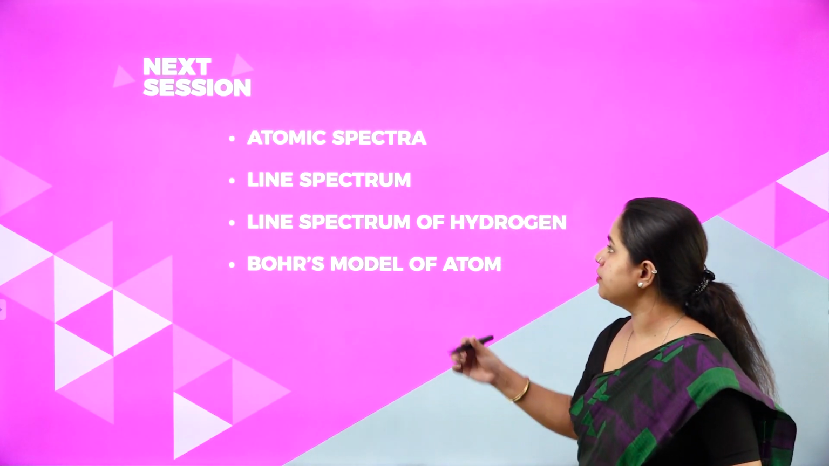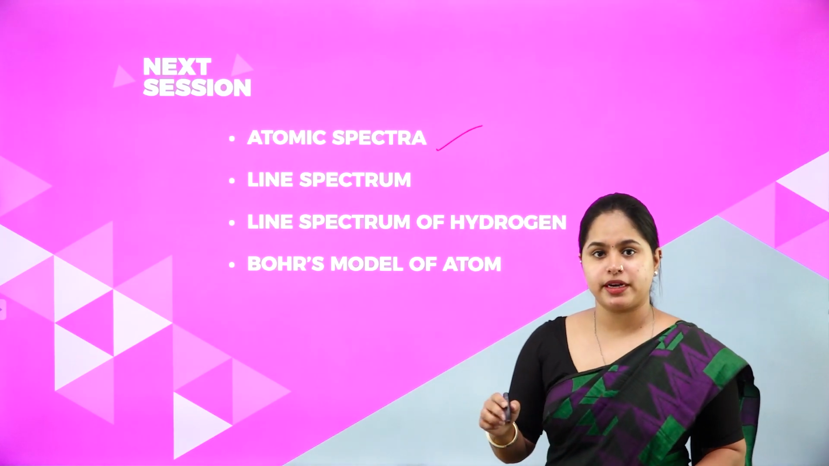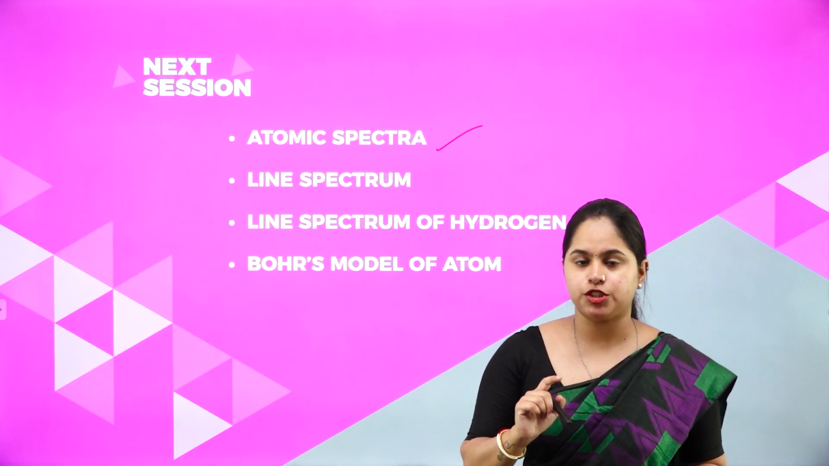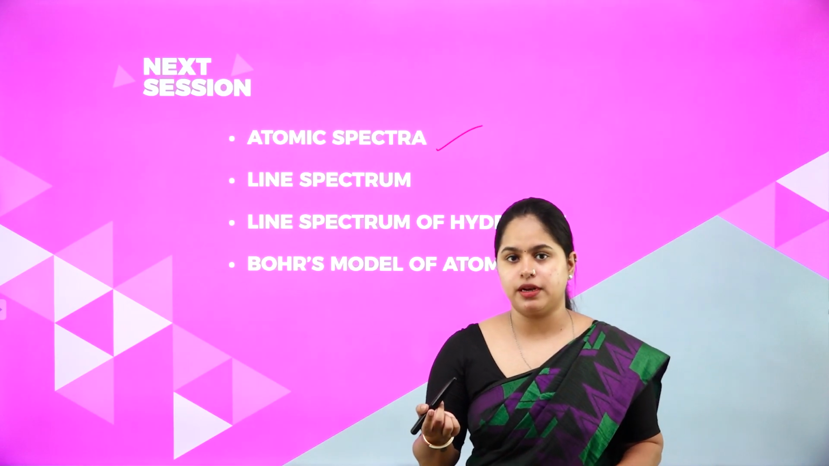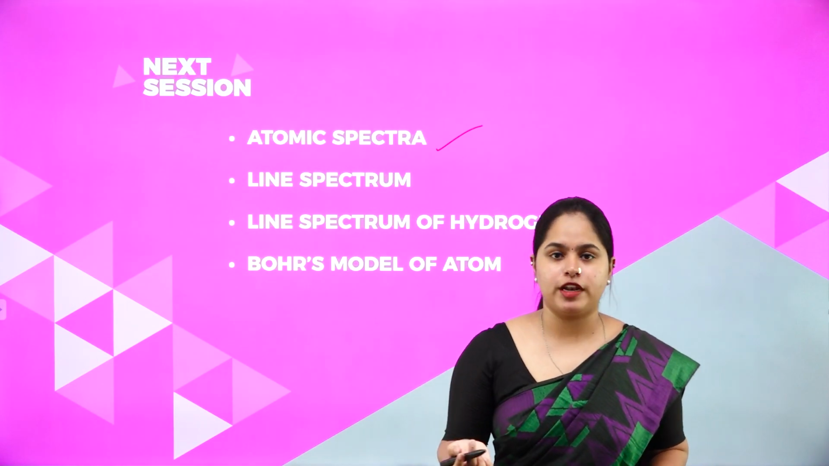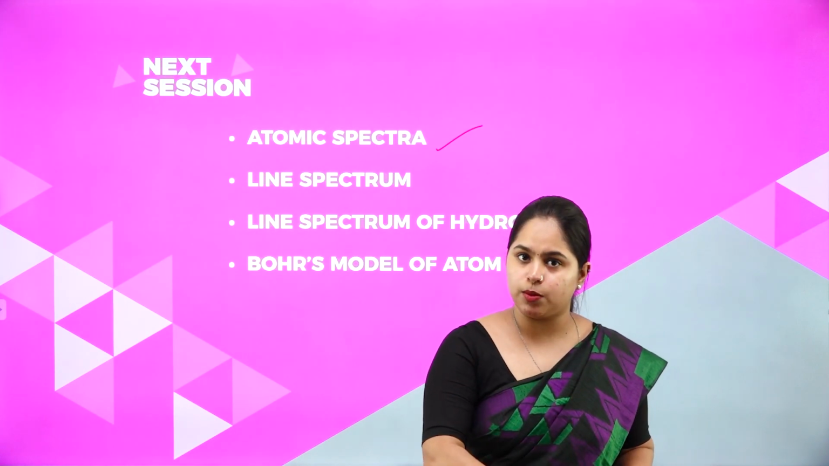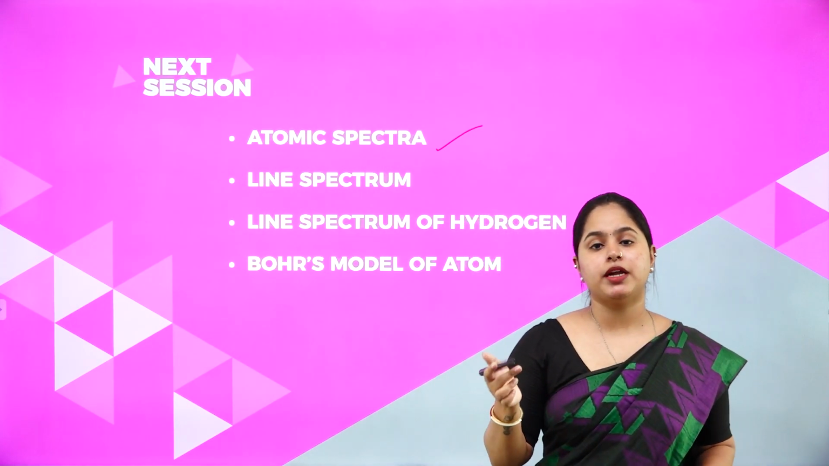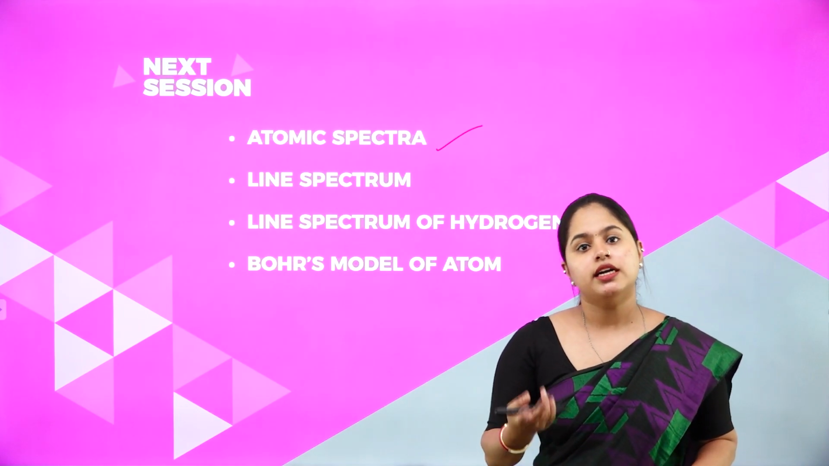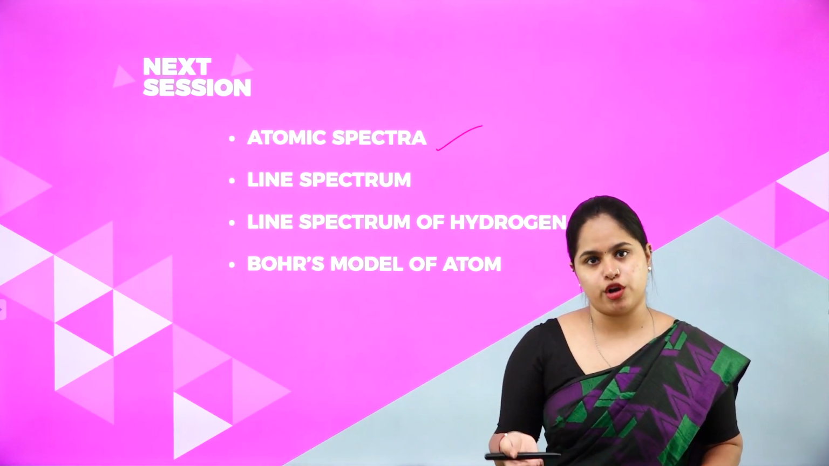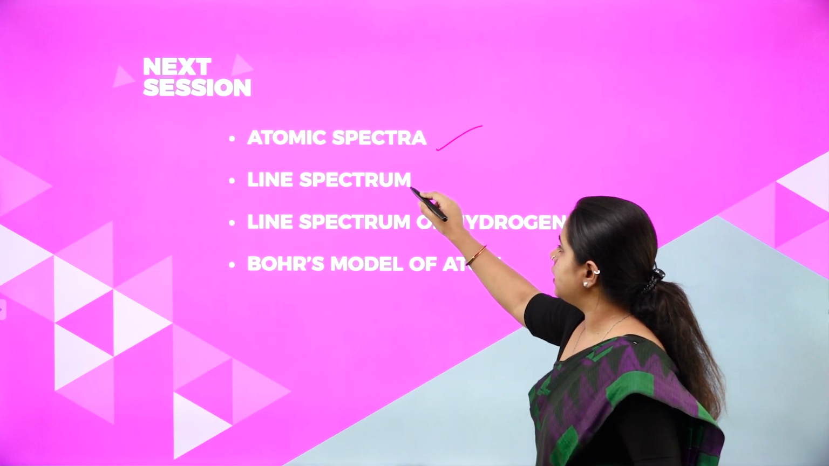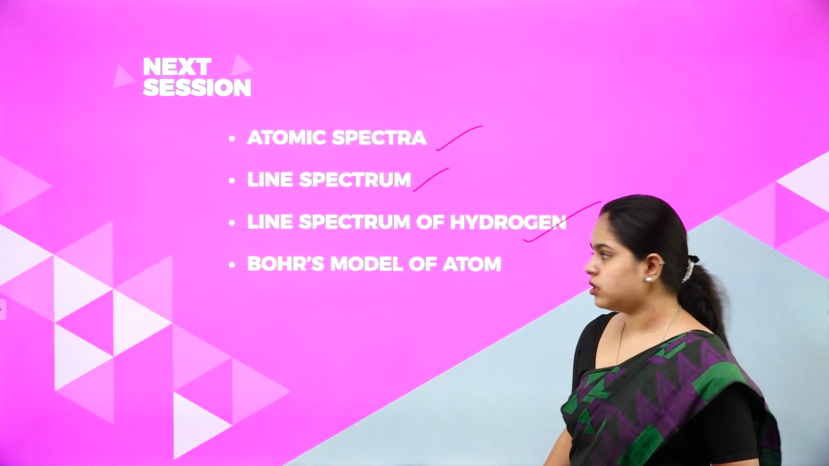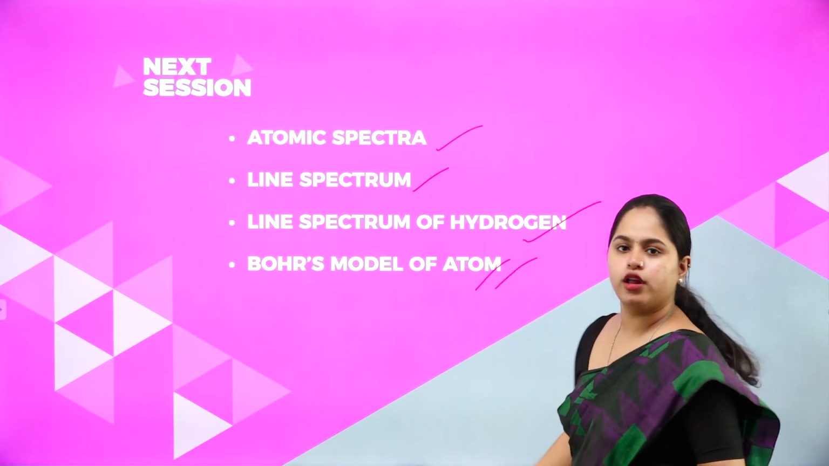In the next session, we will be discussing atomic spectra. In today's class, we dealt with the first development which led to the Bohr model of atom, which was the dual nature of electromagnetic radiation. We discussed the wave nature as well as the particle nature, right? So, in the next class, we will be discussing the second development which led to the Bohr model of atom, that is atomic spectra. Then we will be discussing the line spectrum of hydrogen and the Bohr model of atom.